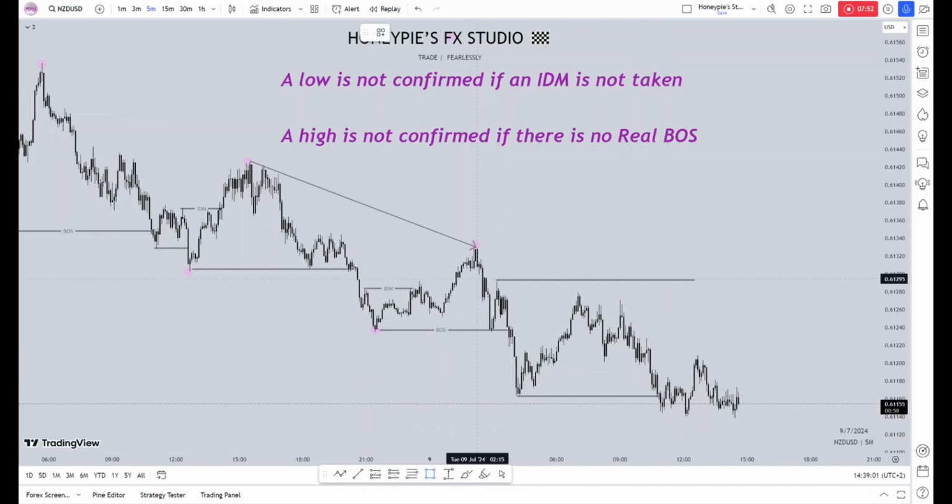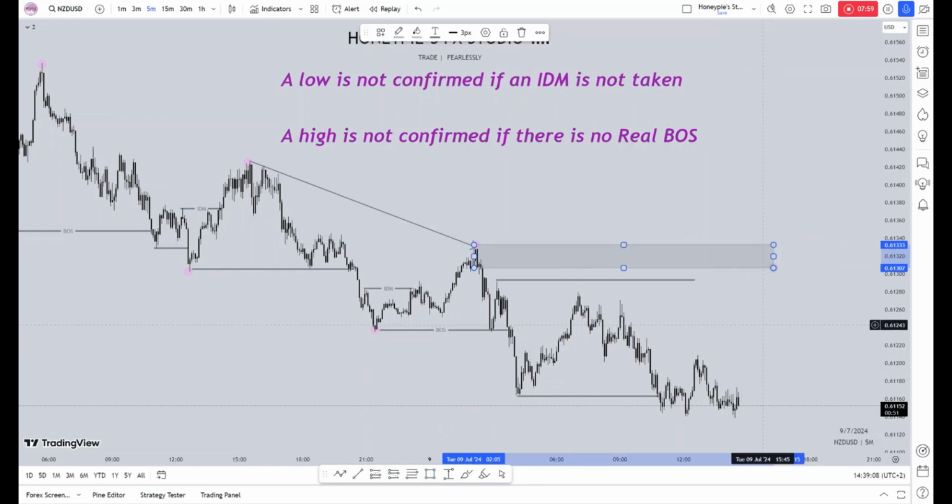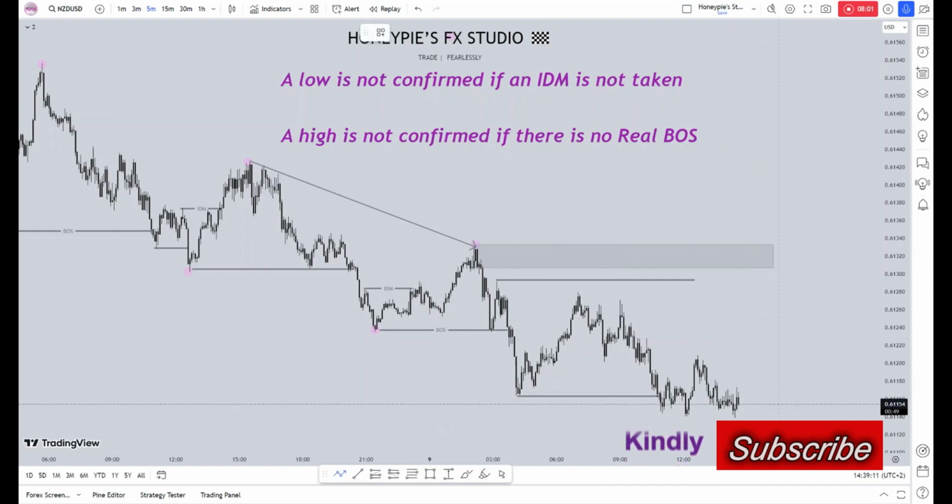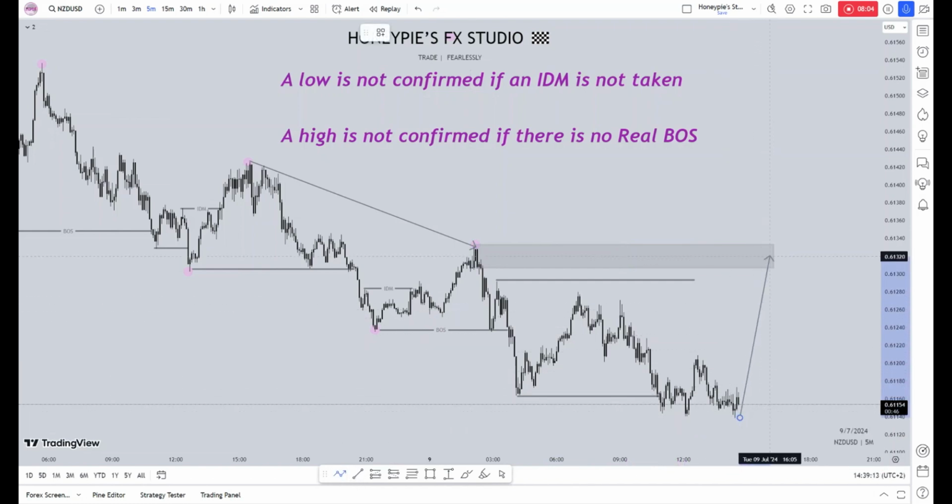So this proper break of structure is not a real break of structure. This zone still remains the valid high. So at this point, you'll be expecting that if price eventually comes to this zone, we are going to sell in anticipation that price is going to take out this extreme liquidity over here. So that is how market structure works. Put this into consideration when marking out your market structure.